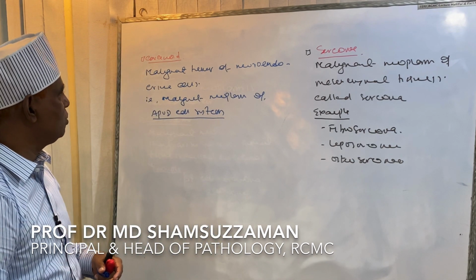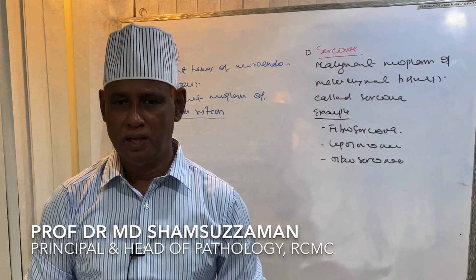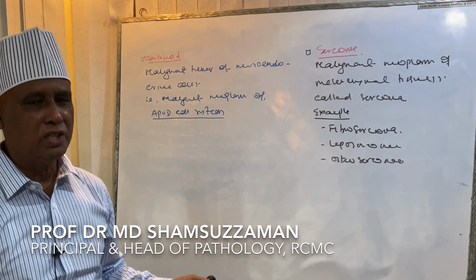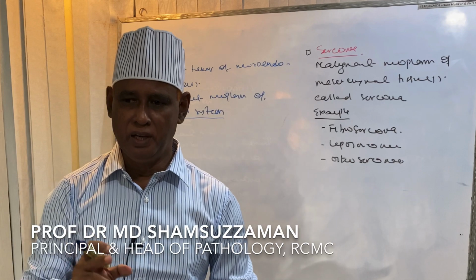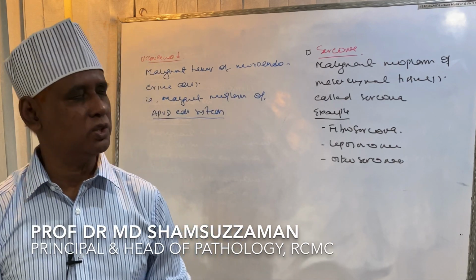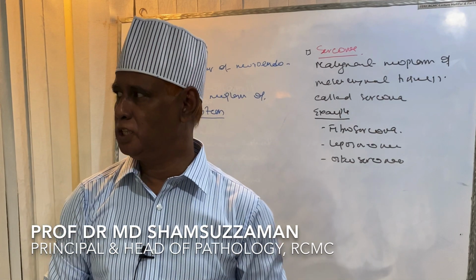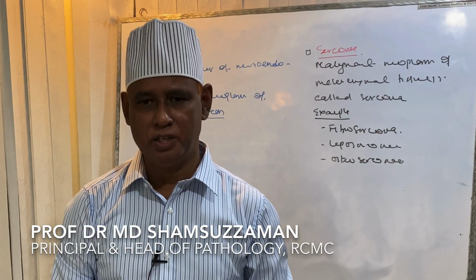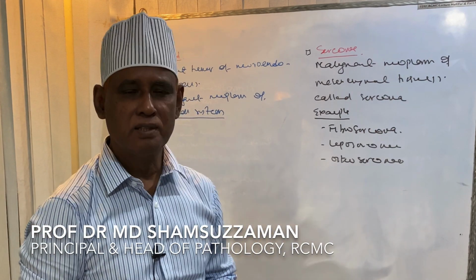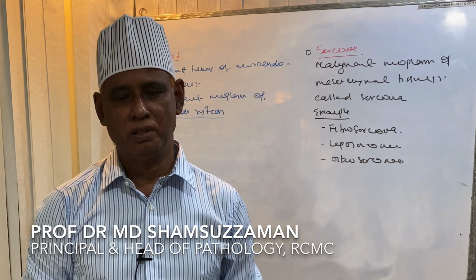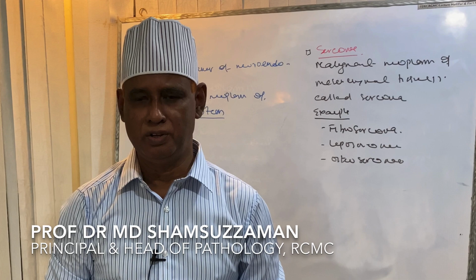Why is it called carcinoid? Because it looks like carcinoma. We know carcinoma is a cancer of epithelial tissue. The malignant tumor that arises from epithelial tissue is called carcinoma. As carcinoid does not arise from the epithelial tissue, rather it arises from the neuroendocrine cells, it is not called carcinoma, but it looks like carcinoma, so it is called carcinoid tumor.